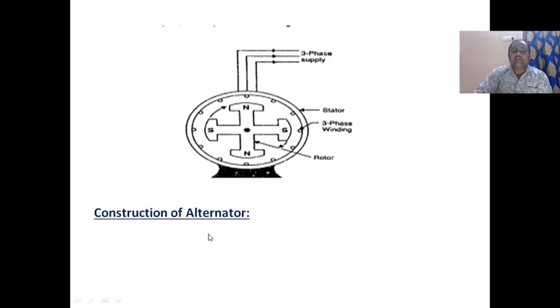Construction of alternator: stator armature winding, rotor field winding. But in the case of a DC machine, this will be reversed. The rotor consists of the armature winding, the stator consists of the field winding. This is an important point. While comparing the DC machine and synchronous machines, these are the main differences.